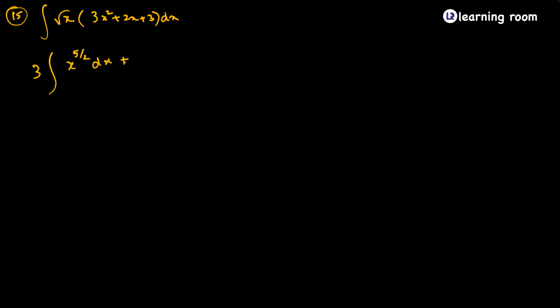So what will be the next term? Plus the coefficient is 2. So 2 times integral of x into x power half. So x into x power half, what is it? X power 3 by 2 times dx plus 3 times integral of, root x is there, no? So 3 into x power half times dx. So I hope it is clear. It is x power half, right? Times dx. So now it is simple, no?